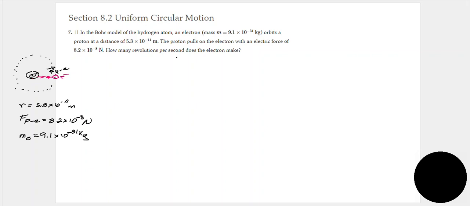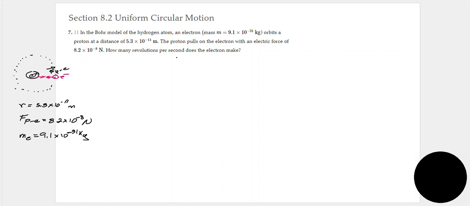So, what information do we have here in this problem? We have an electron moving in an orbit, which is a pretty circular orbit, right? And there is a force that the proton exerts on the electron, whose magnitude we know. That will be the electric force, the force of Coulomb, which is 8.2 times 10 to the negative 8 newtons.